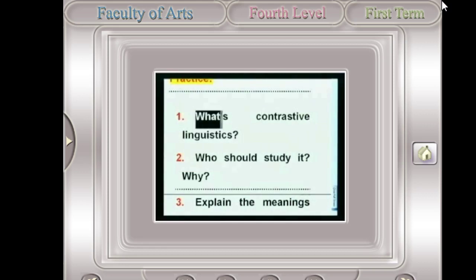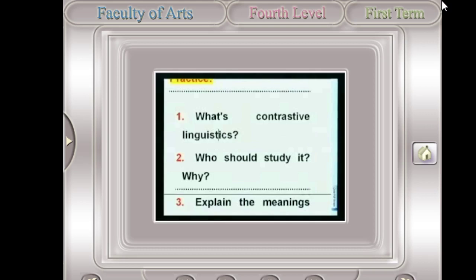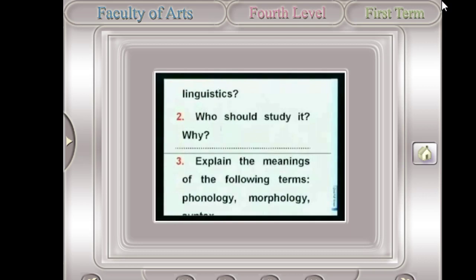Students need to study this idea as an introduction to the course. They need to study this in the book, at least one chapter. If they can read more, that's fine, that's great. Now, who should study it and why?